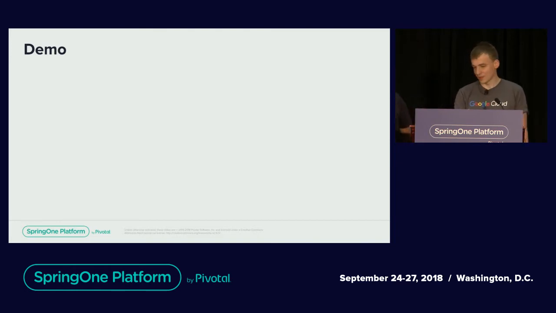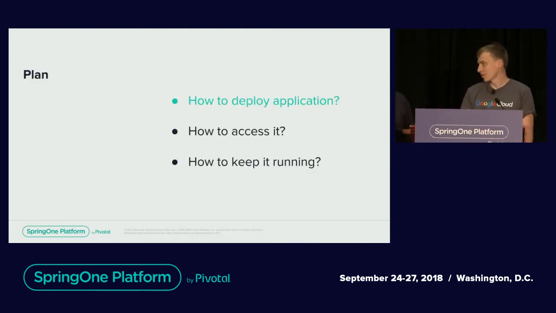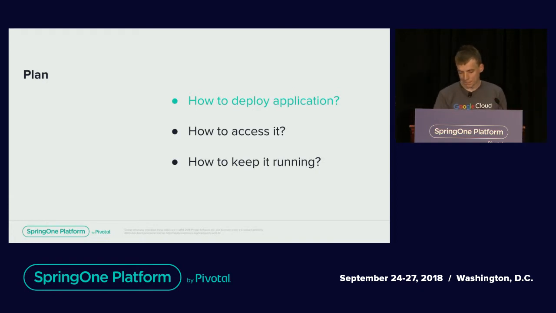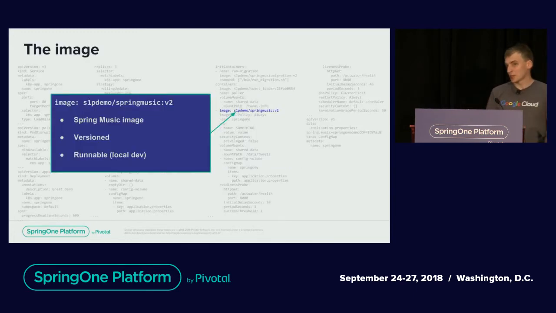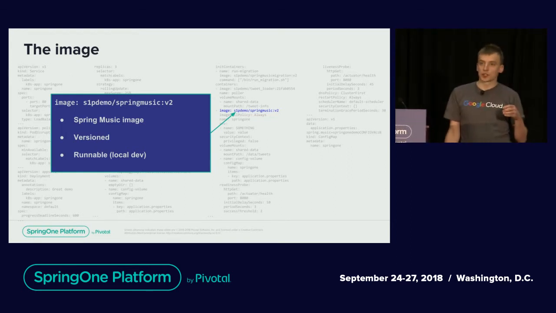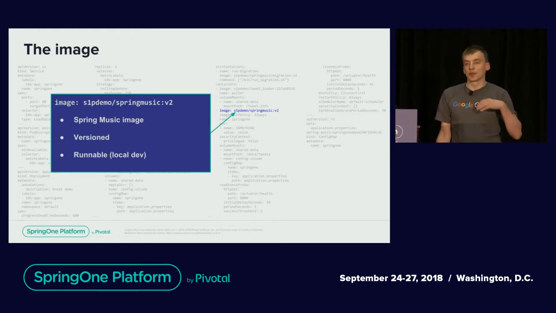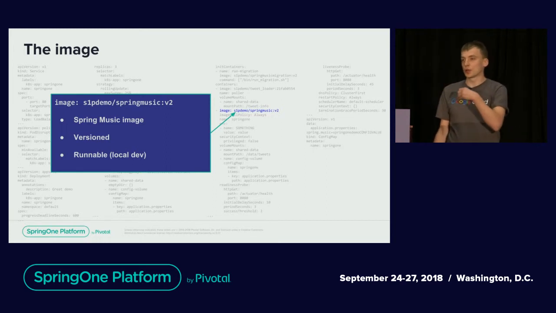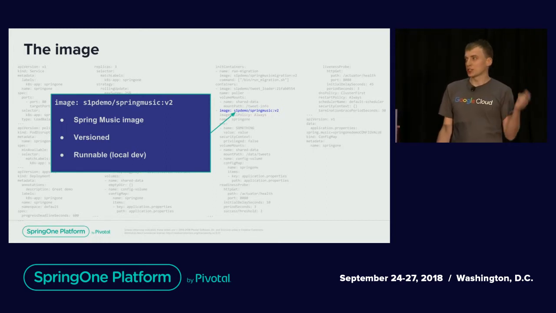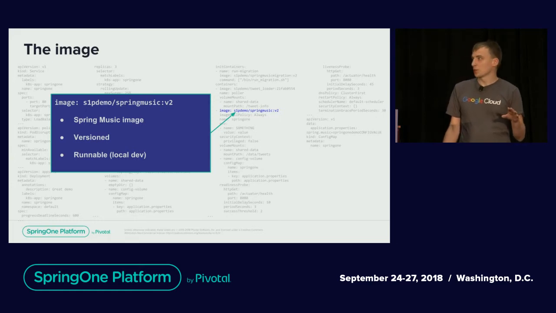All right, so what are we going to do next? We're going to start off with how do you deploy an application. So let's go back to that YAML manifest and figure out what parts of it we need for a deployment. So first, image. You need an image to start a container, and we'll create this Spring Music image. It has to be versioned in a way that you don't overwrite versions anytime. So when you release the next iteration of the application, release a new version of the image. So the version stays immutable.